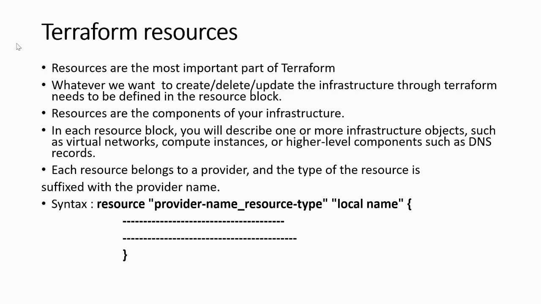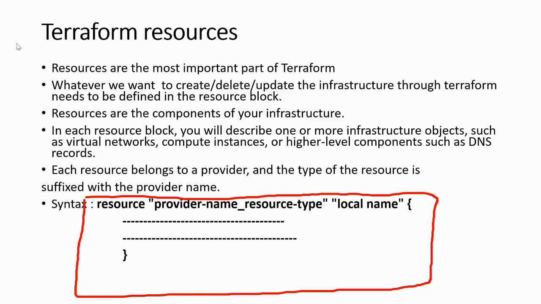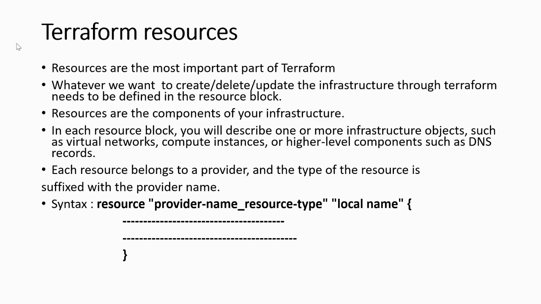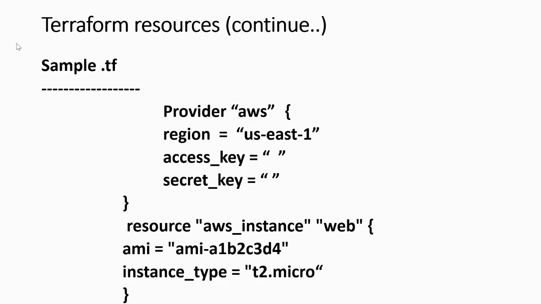Each resource belongs to a provider, and the type of the resource is prefixed with the provider name. You can find the syntax below for how to define a resource in a Terraform configuration file. You have to define the provider name, underscore, resource type, and then the local name. By using this local name, you can refer to the resource anywhere in the configuration file. Let me take one simple configuration file to show how to define the resource block.